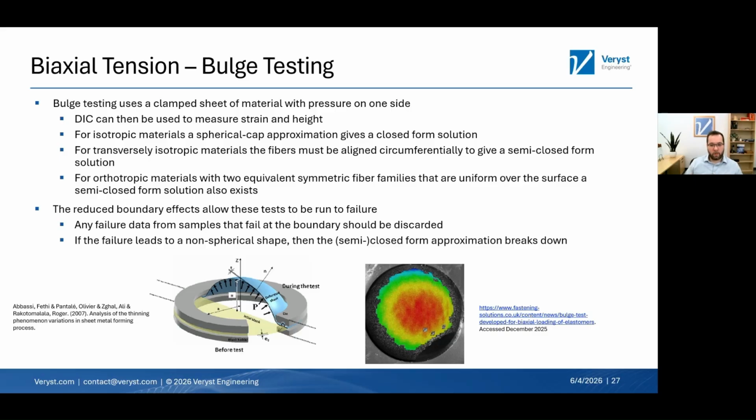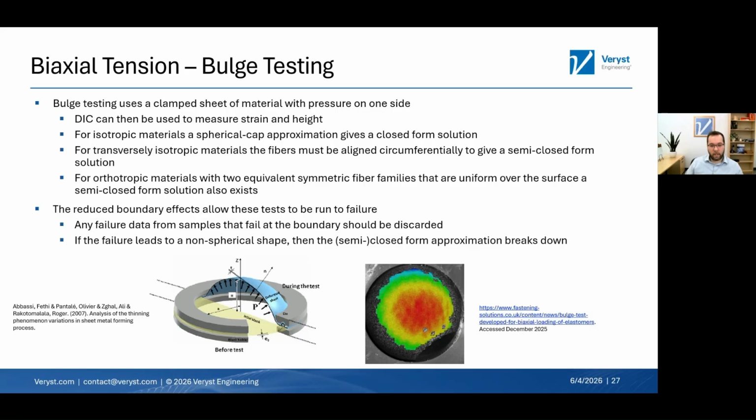For isotropic materials, you will get a closed form solution to this. For transversely isotropic materials, the fibers must be aligned circumferentially, which is quite difficult to achieve, but that will give a semi-closed form solution. For orthotropic materials, it's actually better than transversely isotropic: if you have two equivalent symmetric fiber families that I've talked about previously, and they are uniform over the surface of the material, a semi-closed form solution also exists there.